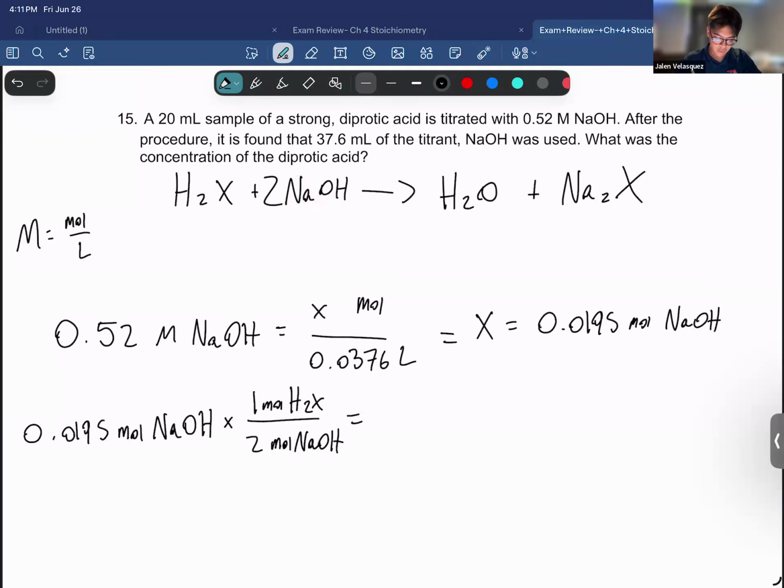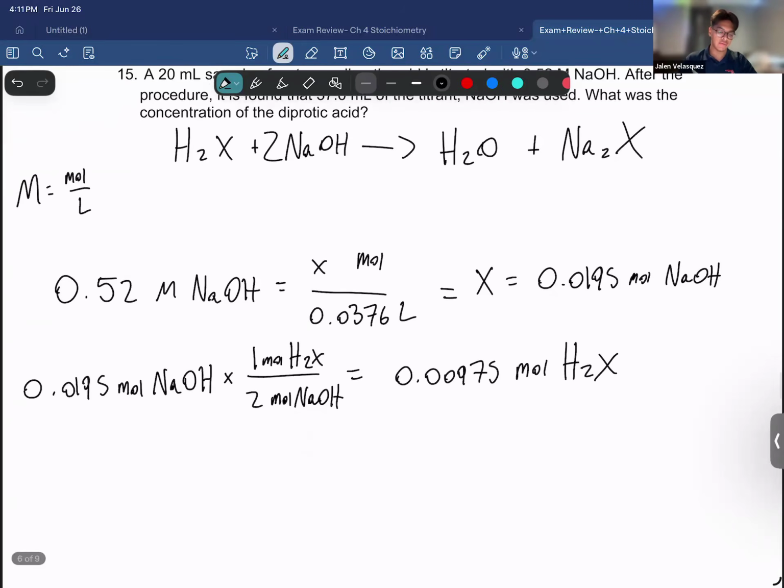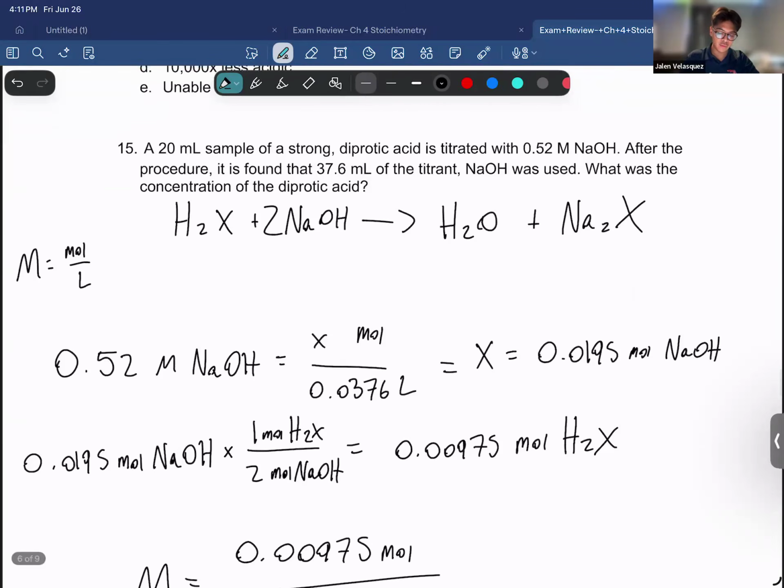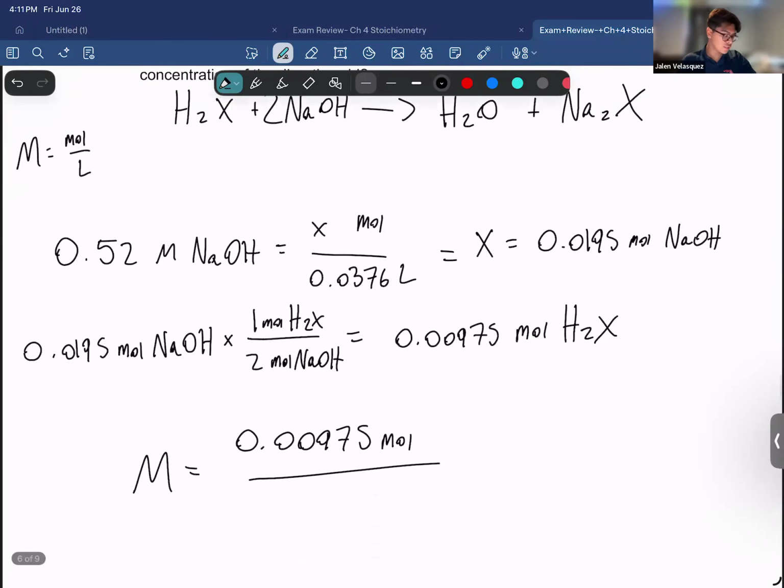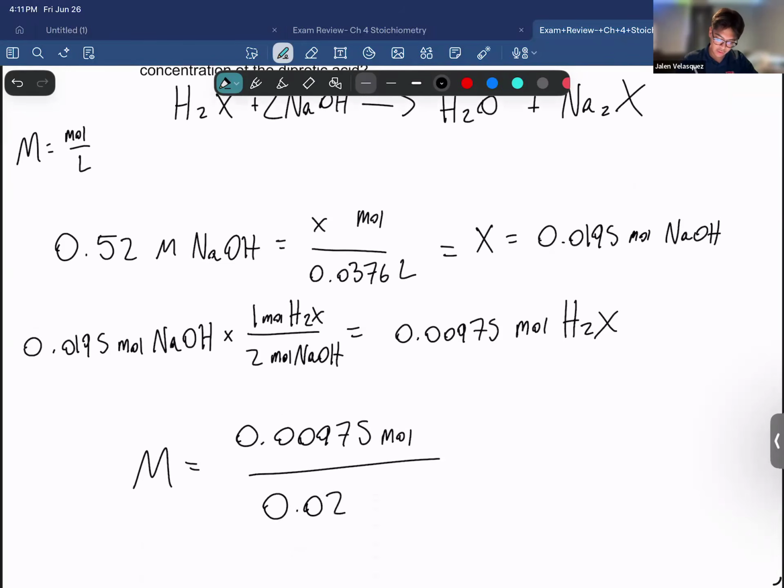So when you do that, you will calculate you have 0.00975 moles of H2X, which was the unknown acid. And now we can get the concentration of that. So we take the moles, which we just figured out through stoichiometry, divided by the liters, which we have, right? Convert milliliters into liters. So 0.02 liters. And you'll get that the concentration of the acid is equal to 0.49 molar.